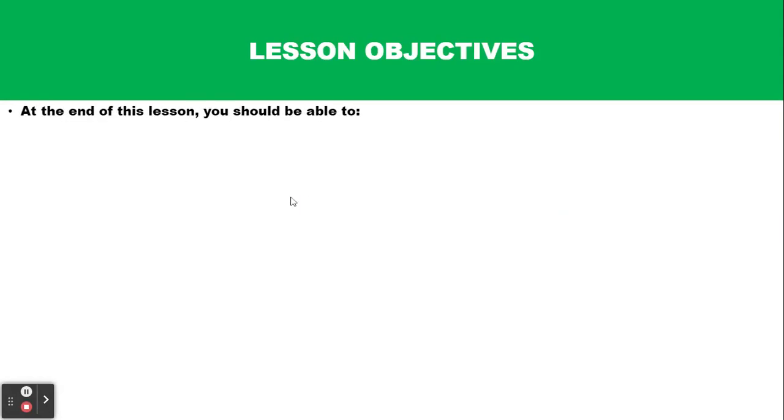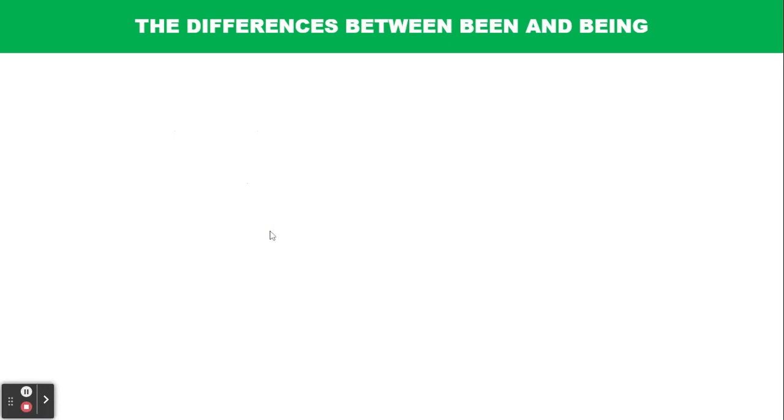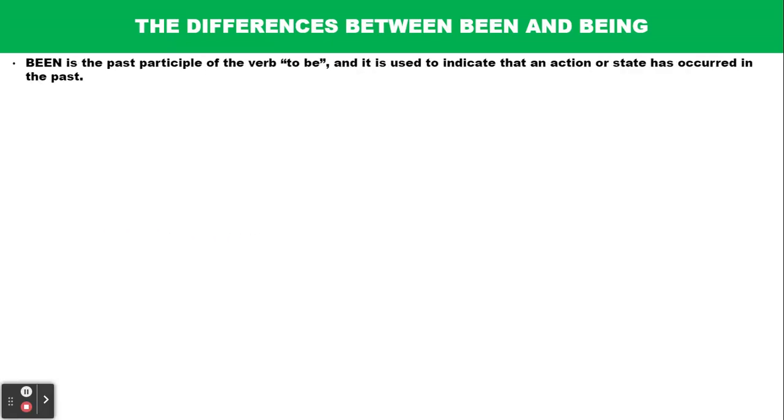At the end of this lesson, you should be able to: 1, explain the differences between been and being; 2, explain the various uses of been; 3, explain the various uses of being. So let's look at this, beginning with the differences between been and being. A lot of people get confused as to what the differences actually are.